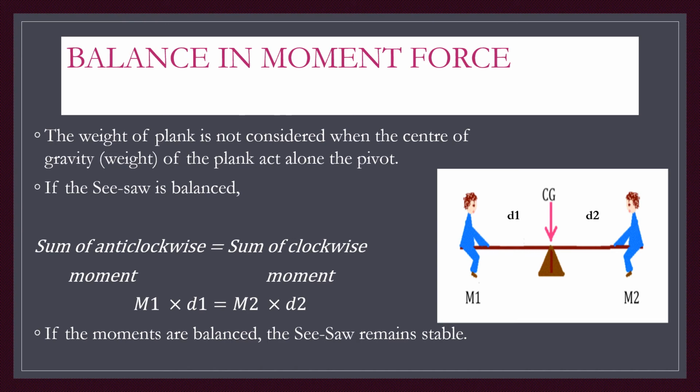The perpendicular distance from the pivot to buoy 1 is d1. The perpendicular distance to buoy 2 is d2. Therefore, we can balance the seesaw when the sum of anticlockwise moments equals the sum of clockwise moments. So we can write the equation as m1 multiplied by d1 equals m2 multiplied by d2. If the moments are balanced, the seesaw remains stable without moving downwards to the right or left.